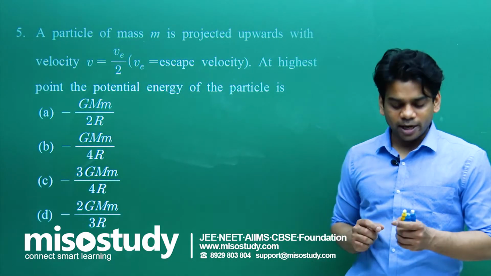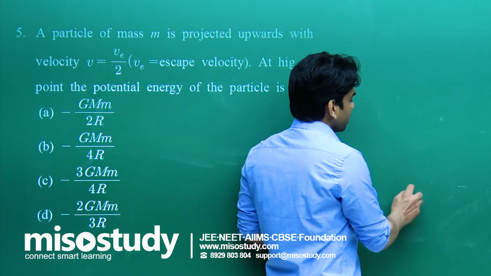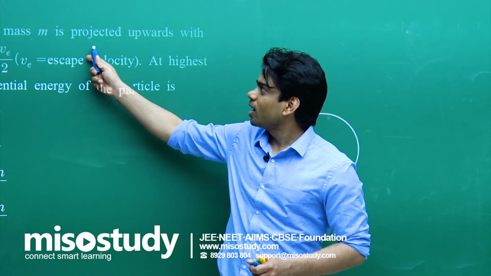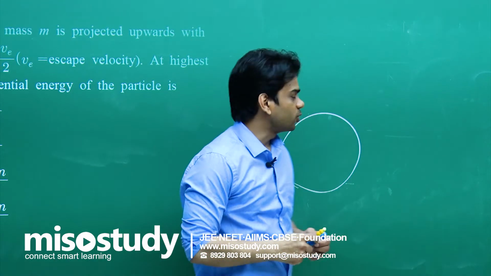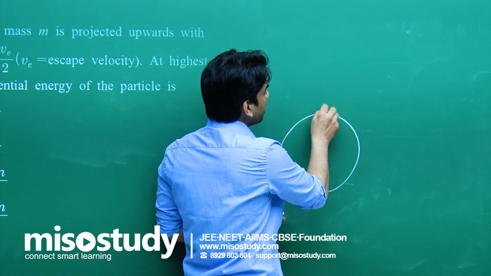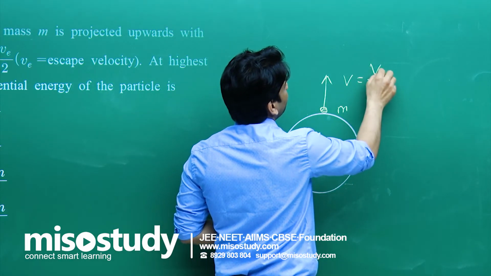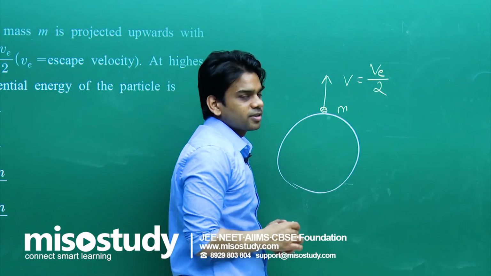First of all, let me actually show you the situation, what is happening. This is our, let's say, Earth or anything. A particle of mass m is projected upwards with velocity v_e by 2. From here, a particle is projected with a velocity given by v_e by 2. This is what has been provided.